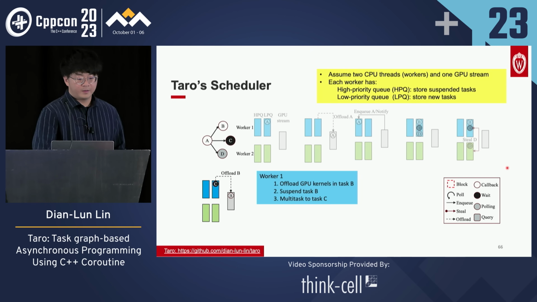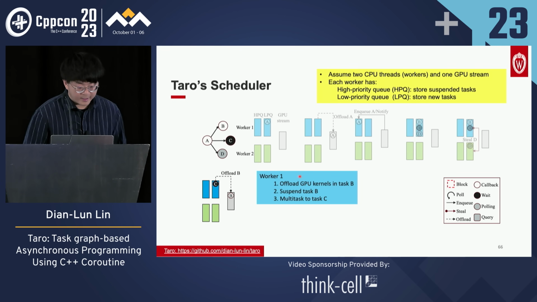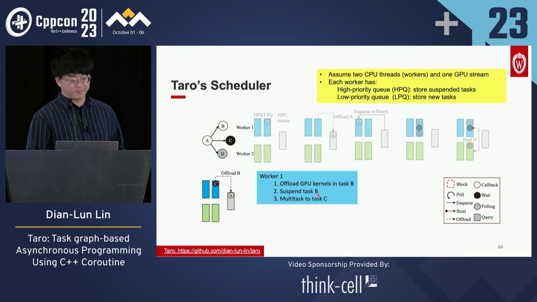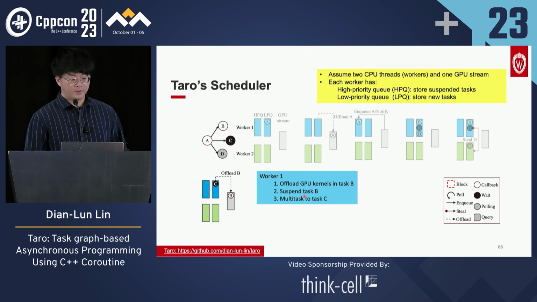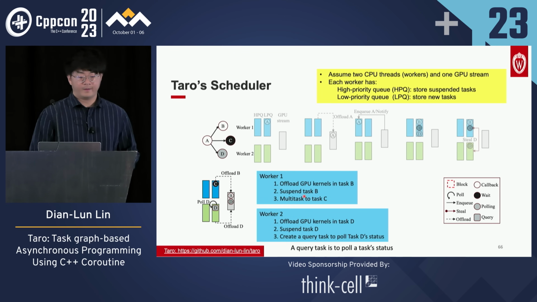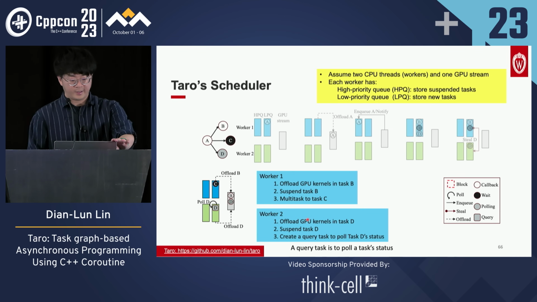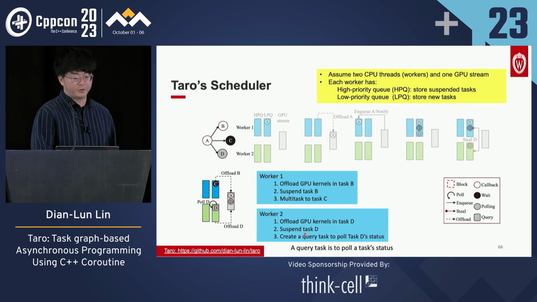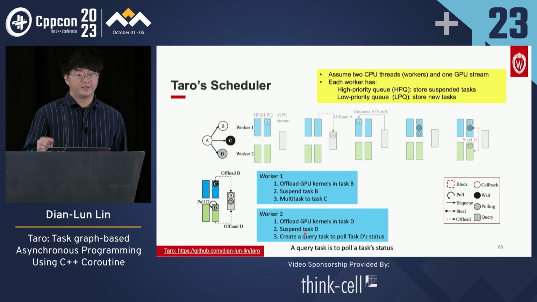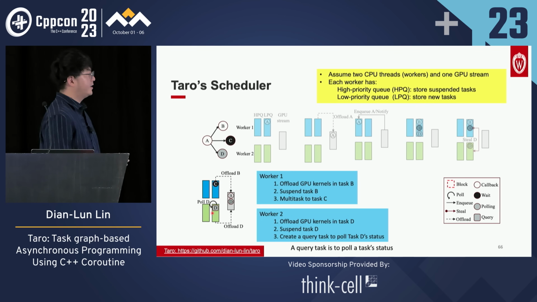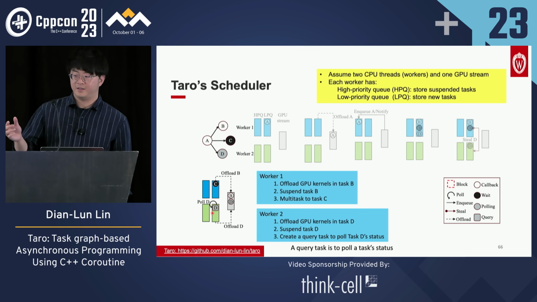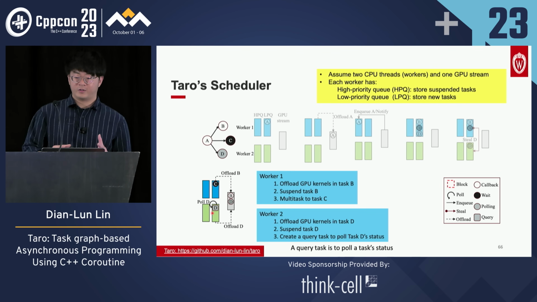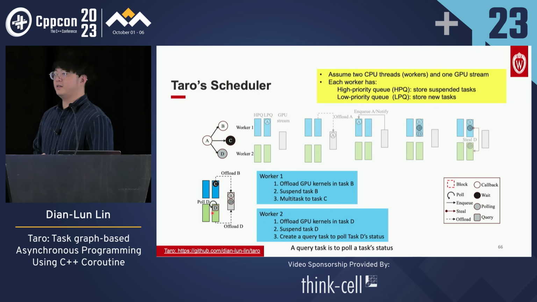All right, next step. Here, worker 1 starts to execute task B, and then it offloads GPU kernels in task B, suspends task B, and then it can multitask to task C. Here, worker 2 executes task D, offloads GPU kernels in task D, suspends task D, and it will create a query task to poll task D's status. So this query task is very lightweight. All it does is poll a task status. If task D is not finished, worker 2 will go to see if there are any other available tasks. And after a while, worker 2 will execute this query task again and then poll the status of task D.